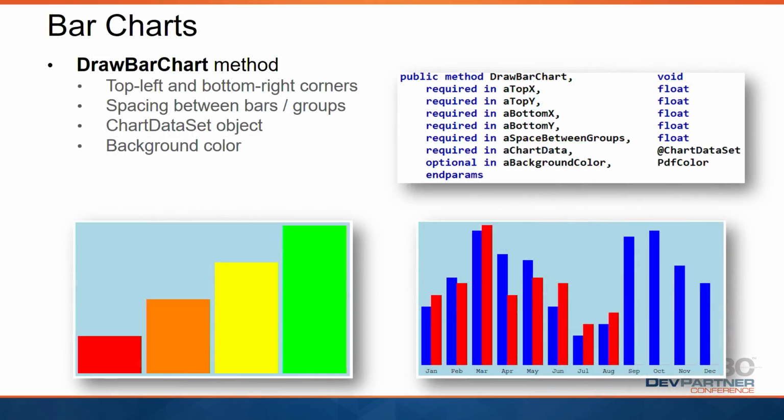So there's an example of bar charts. There's a draw bar chart method. Again, you define the top and bottom corners of the area the way you want to draw the chart. You can optionally elect to have a little bit of space between groups if you're doing a multi-series, and pass it a chart data object, and off it goes and draws it. And obviously you can override the background color as well if you wish.